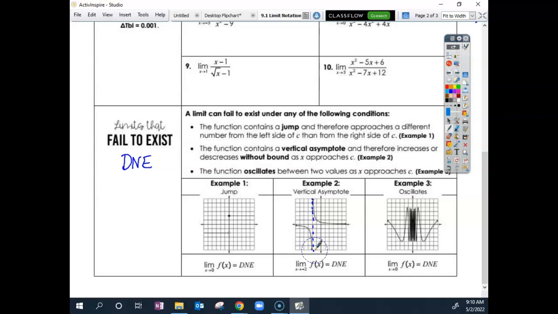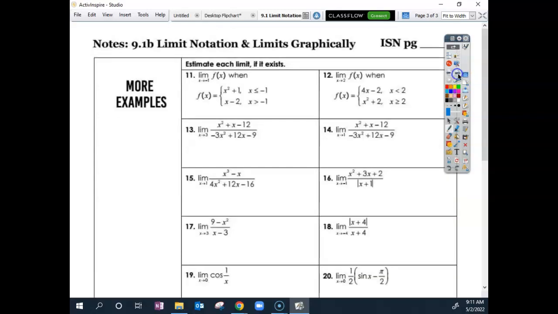I know you're all tired, but if we just know that it's a jump, a vertical asymptote, or the other one, that's going to happen. So here, y'all, what's happening at 0 is called oscillation, and this doesn't exist. You can't have a limit when it's doing this. Okay? All right.